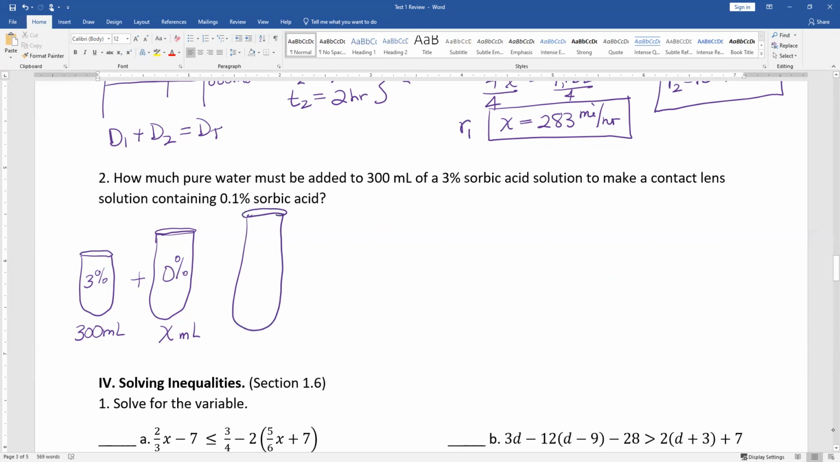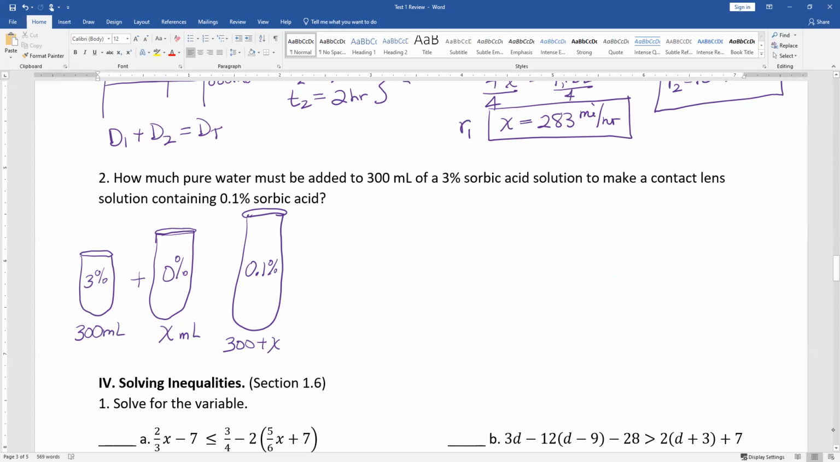Me and my fabulous artistic skills, which needs to be at 0.1%. And we know that this, how much of this final solution are we going to have? 300 plus X. Thank you, Matt. Perfect. Right, that's the total volume, 300 plus X milliliters that we're going to have in our final solution.